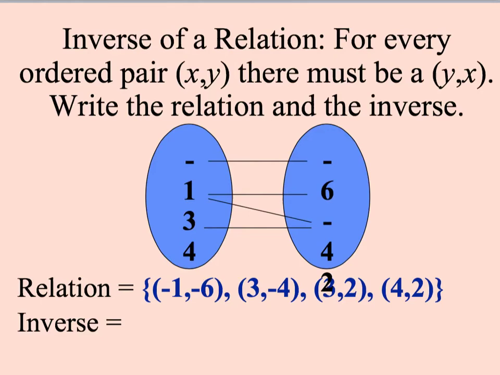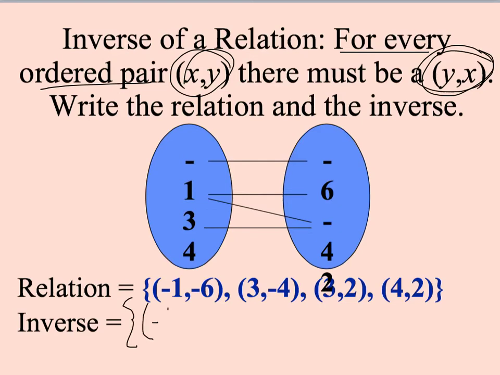Here I have the inverse of the relation. For every ordered pair (x, y), there must be a (y, x). I'm going to invert every (x, y) to (y, x). I'm going to flip the domain and the range. For example, if I have (-1, -6), the inverse would be y first, -6, and then x, -1. Then -4, 3. Then 2, 3, let me erase this. The inverse would be 2 and then 4. I'm just flipping them.